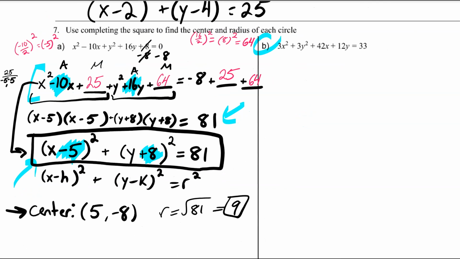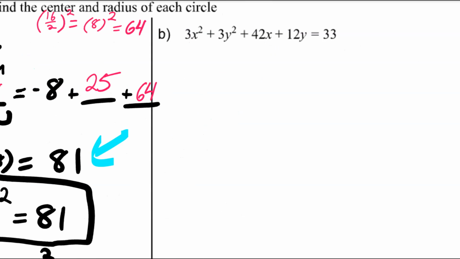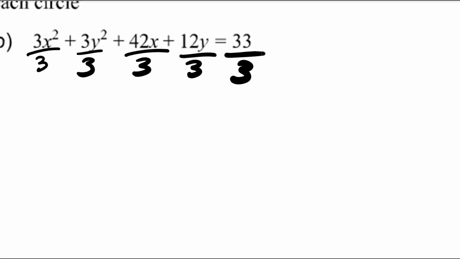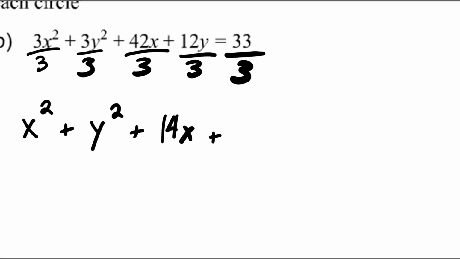B is going to be almost the exact same process, but there's a couple of things I notice here first. Number one is that they've already moved the constant to the other side, but also completing the square only works when there's a coefficient of 1 out in front. But it looks like everything is divisible by 3. So I'll start just by dividing all of the terms in my equation by 3. So 3x squared divided by 3 is just x squared. 42 divided by 3 is 14. And 12 divided by 3 is 4.